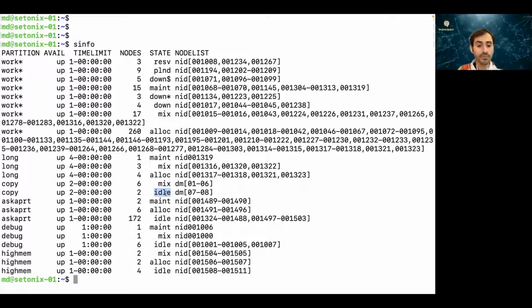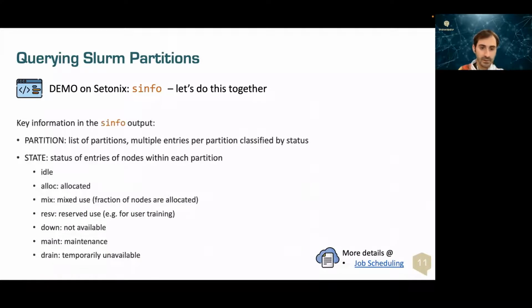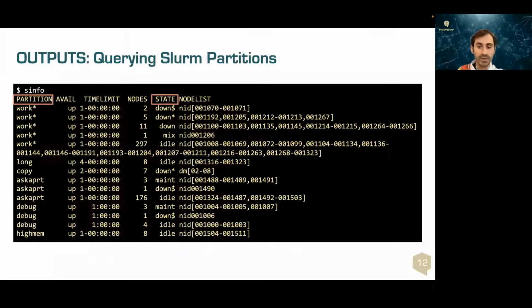So this gives you an overview of the Slurm partition on Septonics. Doesn't tell you, however, anything about the jobs that are running. Just telling you what the status of the compute resources is. This is just the output that we just discussed.